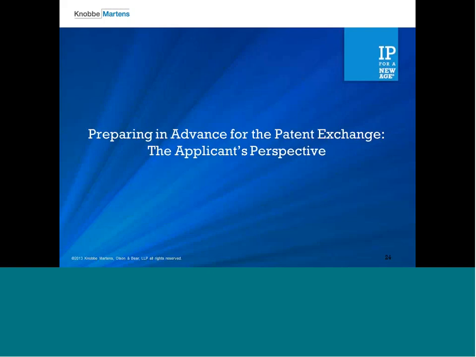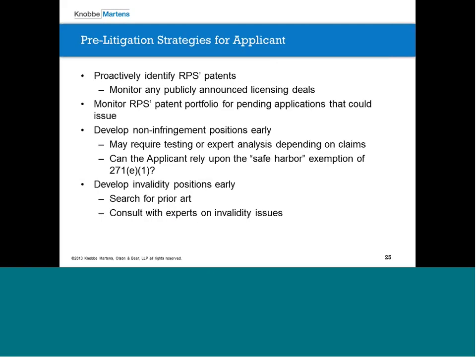So we'll switch gears a little bit and now talk about, as a biosimilar applicant, what are some of the things that you can do to prepare in advance for the patent exchange. And just as Carol mentioned, that the RPS can work in advance to organize their portfolio and identify potential products to be asserted against biosimilar applicants. As an applicant that's developing a product, it's important to proactively identify patents from the reference product sponsor that could be potentially asserted in the pre-litigation exchange.